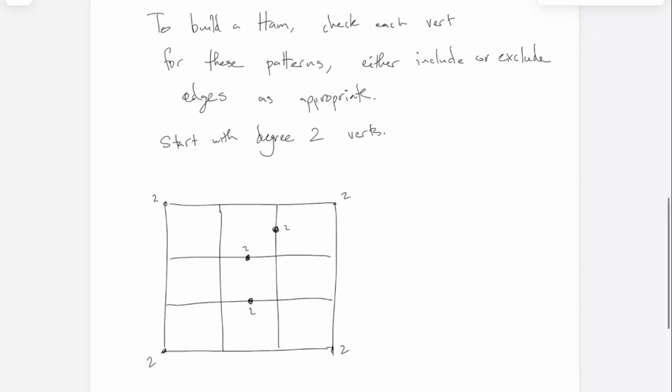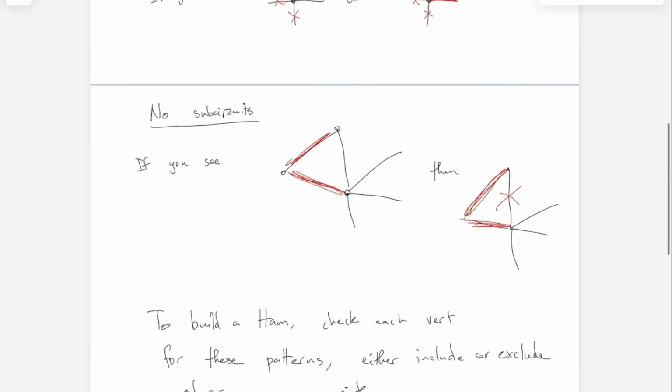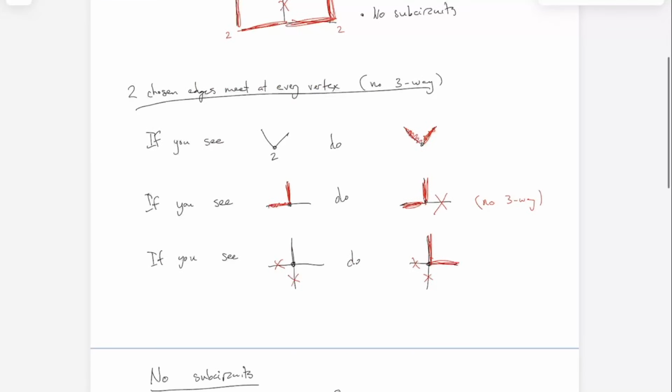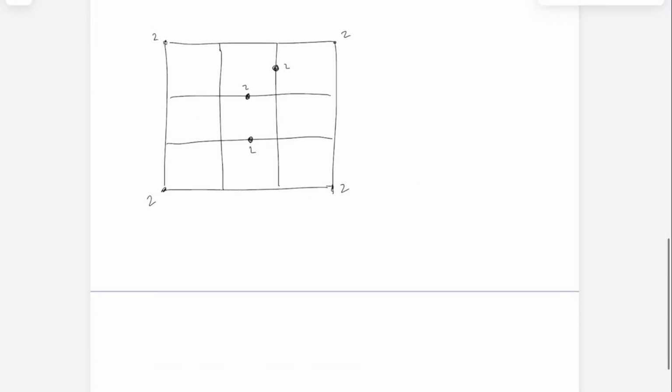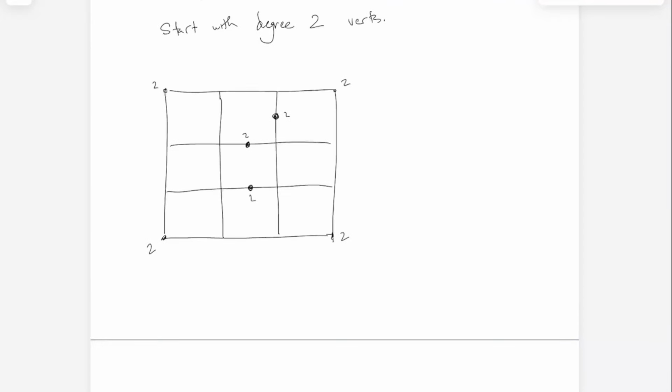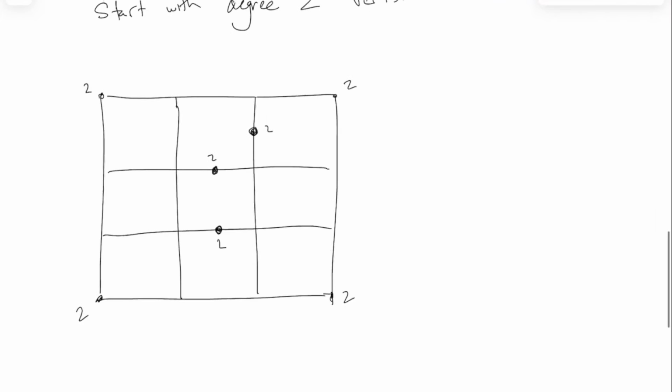To build a ham is what it says. Check each vertex for one of these patterns and either include or exclude edges as appropriate. And we're going to start with the degree 2s, which are there. And this is like the very first of these little patterns that I wrote right here. If you see a degree 2, you have to just use both of those edges. I'm going to do mine in red, but even if you don't have the colors, you can just do this kind of scribbly thing. It's very clear, even if you're not using a different color.